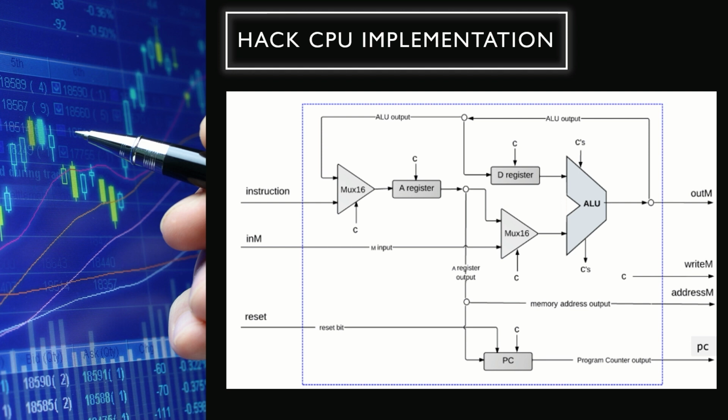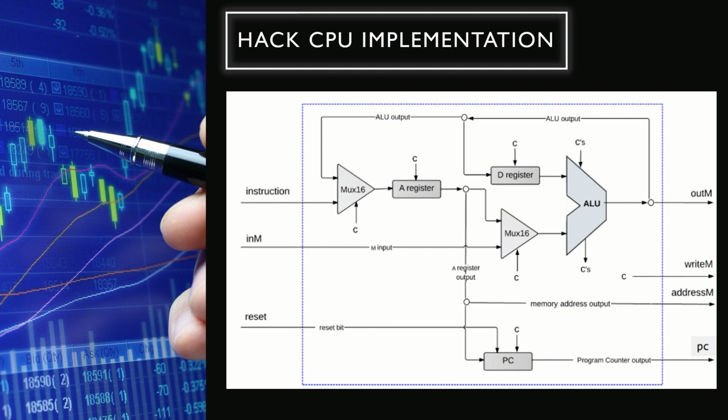Whenever any instruction comes, if it is an A instruction, then it goes directly to the MUX16 chip and gets decoded and executed. And if it is a C instruction, then the ALU decodes it and then it goes to the MUX16 chip to get executed.